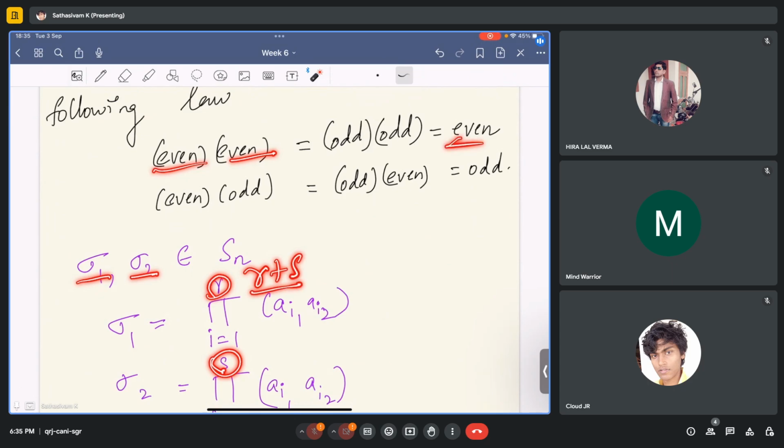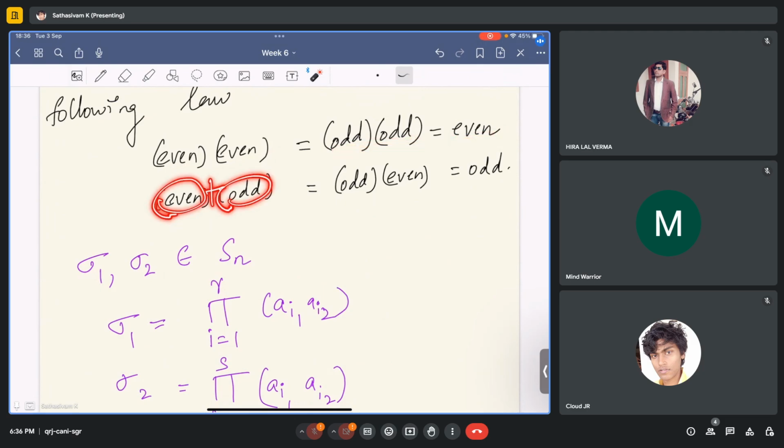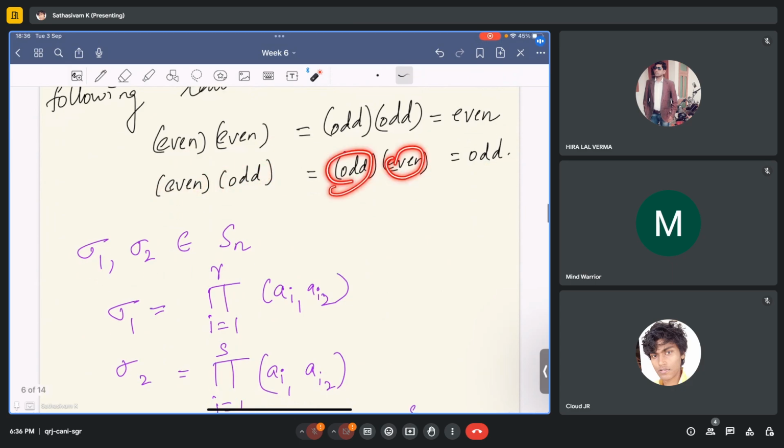R plus s is also even. If you take two odd permutations, then these two are odd. What is r plus s again? The sum of two odd numbers is even, so the product of two odd permutations is an even permutation. But if you have an even number and an odd number and you add them, you will get an odd number. And similarly, if you have an odd number and an even number, you add them, you will get an odd number. Okay.